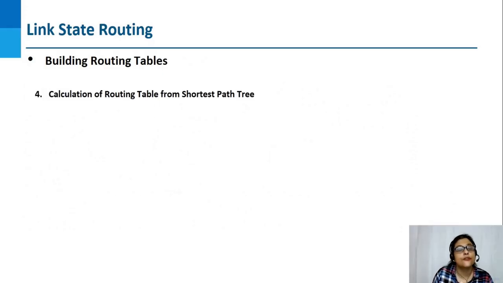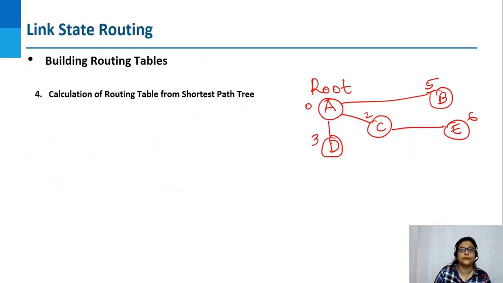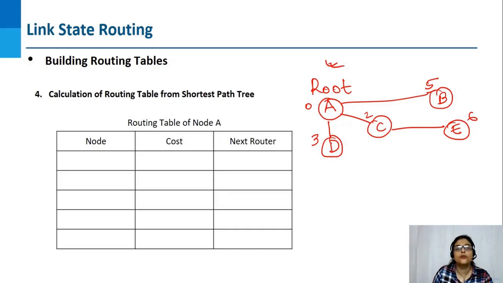Next is calculation of the routing table from the shortest path tree. We have arrived at this particular shortest path tree. Now, what will be the routing table of node A? It consists of node, cost, and next router. How many nodes are there? 5 nodes, A, B, C, D, E. The cost of going from A to A is 0, obviously, and the next router will be itself, so it is a dash.